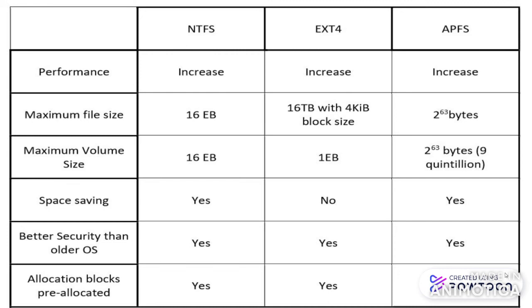Moreover, NTFS provides space saving, better security than older OS, and also allocation block pre-allocation. For ext4, it does not have space saving but has better security than older OS and also allocation block pre-allocation. For APFS, it also has space saving and better security than older OS, but it does not have allocation block pre-allocation.